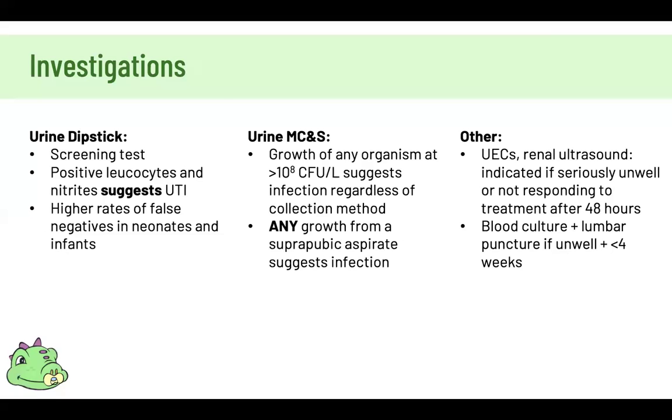The other investigations are mainly dependent on the scenario. So if a kid is seriously unwell or if they're not responding to treatment after 48 hours, then they need UECs and they need a renal ultrasound immediately. There are some indications for renal ultrasounds at later dates, but this is a main indication for a renal ultrasound to aid diagnosis. And then other things would be a blood culture and a lumbar puncture, which are mainly only indicated if the child is very unwell and they're less than 4 weeks of age.